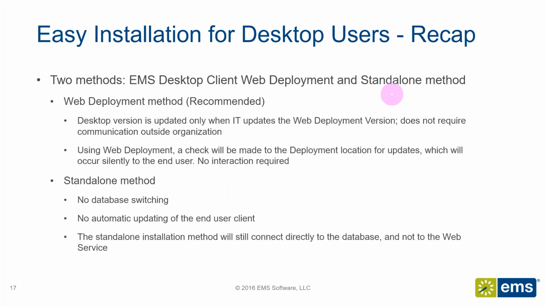So what have we talked about in this particular installation method? Well, there are still two methods of the desktop client deployment. There is the standalone version, and then there is the one-click web deployment version. The web deployment method, as I illustrated in the example before, is the recommended method because it is updated when the IT teams update their version on the server, which means that everybody stays in alignment with the version number for builds, patches, etc. And your IT team controls when that upgrade happens.